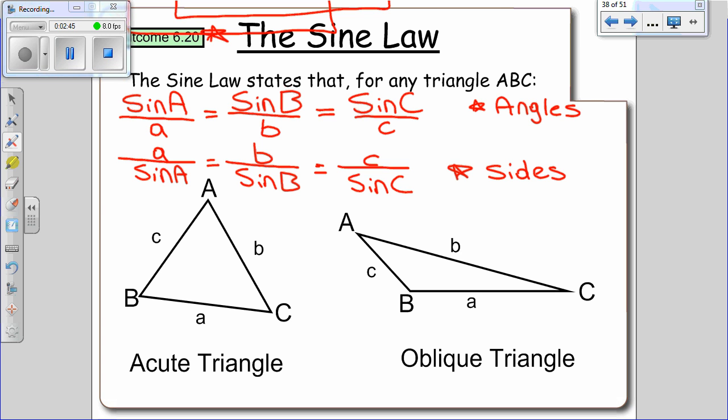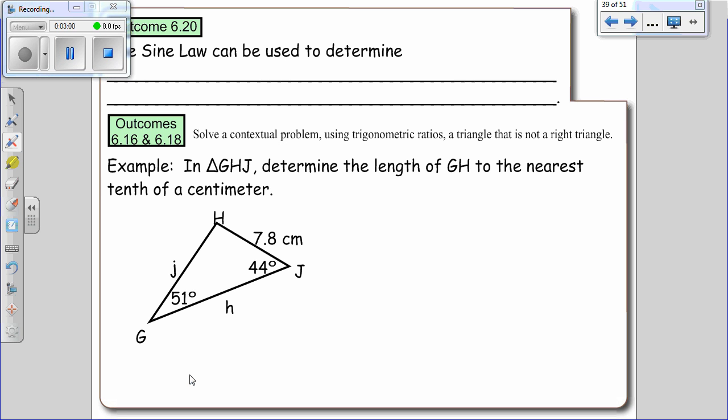When you're given these formulas on a test, it won't say which one's for sides, which one's for angles. You just need to know, if you're looking for an angle, you want to pick the one that has the angles on the top. If you're looking for a side, you want to pick the one that has the sides on the top. Alright, let's see how this works. So the sine law can be used to determine missing sides. And we're going to do an example of finding missing sides right here.